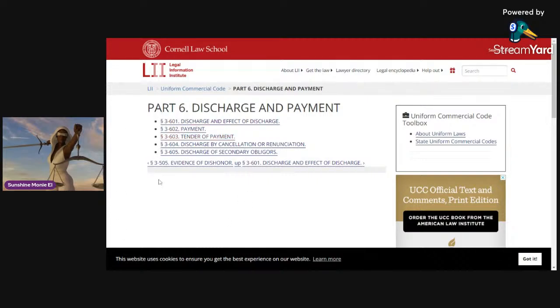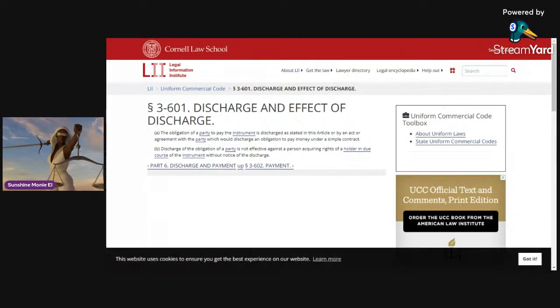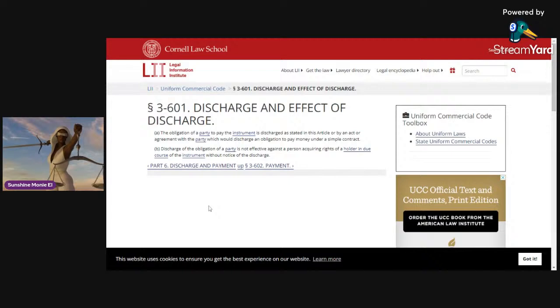So we're going to do 3-601. We're going to go all the way down to 3-605. So we are officially in part 6 of the UCC codes. So, discharge and effective discharge. The obligation of a party to pay the instrument is discharged as stated in this article or by an act or agreement with the party which would discharge an obligation to pay money under a simple contract.